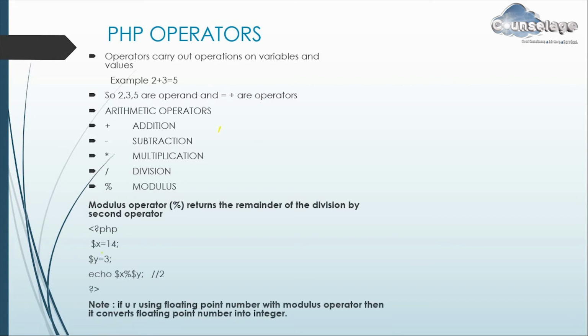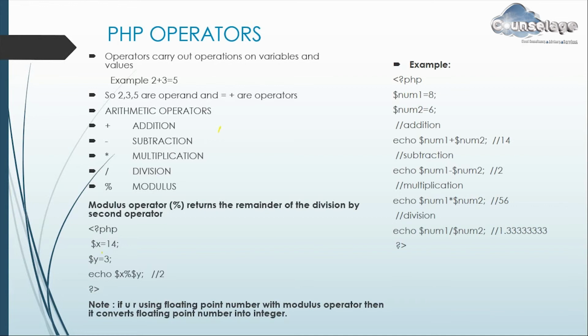Here variable x is assigned as 14 and y is assigned as 3. So when x modulus y is calculated, the result is 2. If you are using a floating point number with the modulus operator, then it converts the floating point number into an integer. For example, shown below.